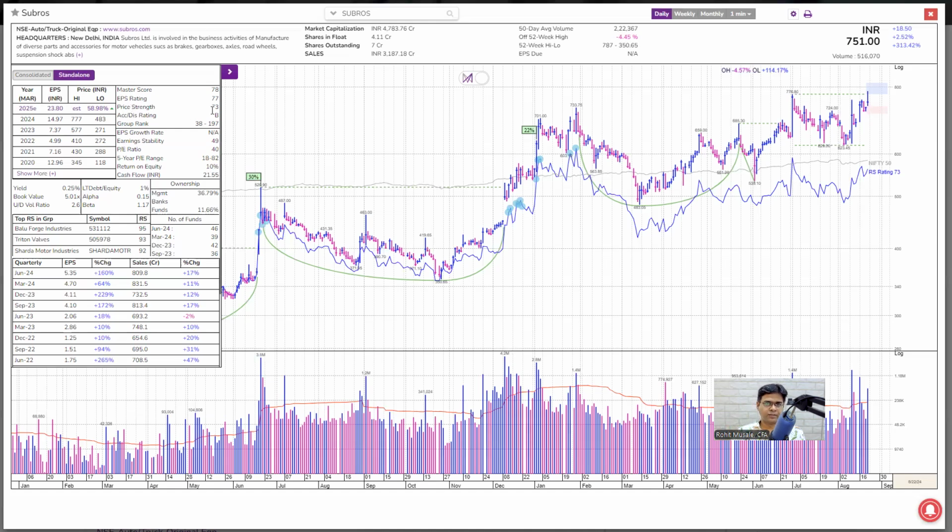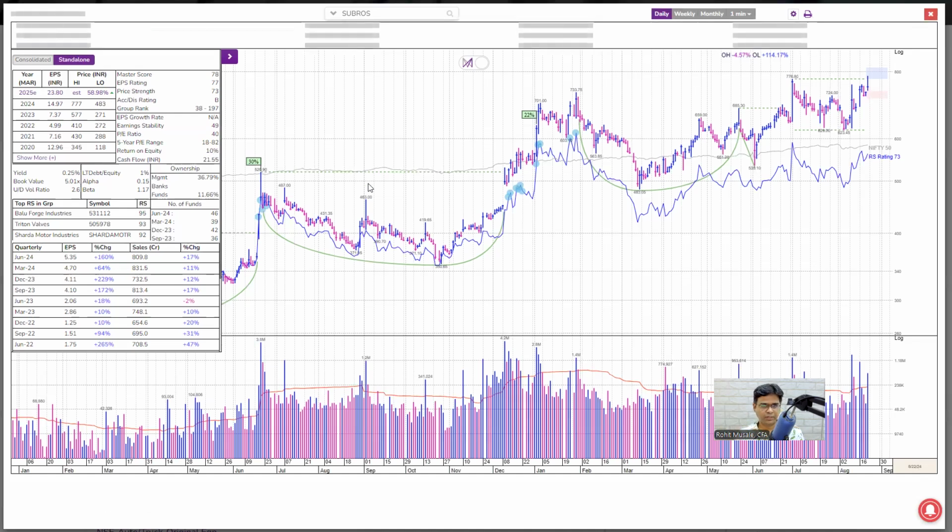Number two, price trend 73. What does this mean? This means that out of all the stocks in the Indian stock market, 27% of the stocks have done better than this stock, which is Subros, on a 52-week performance basis. So there are more than 1,000 stocks in the Indian stock market which are doing better than this stock in terms of their 52-week performance. So why should I waste my time putting my money here? Okay.